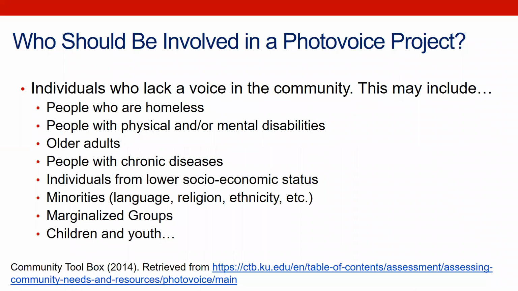So photo voice typically involves the perspectives of individuals who lack a voice in the community. So this could include people who are homeless, people with physical and/or mental disabilities, older people, people with chronic diseases, individuals from lower socioeconomic status, minorities, marginalized groups, and children and youth.